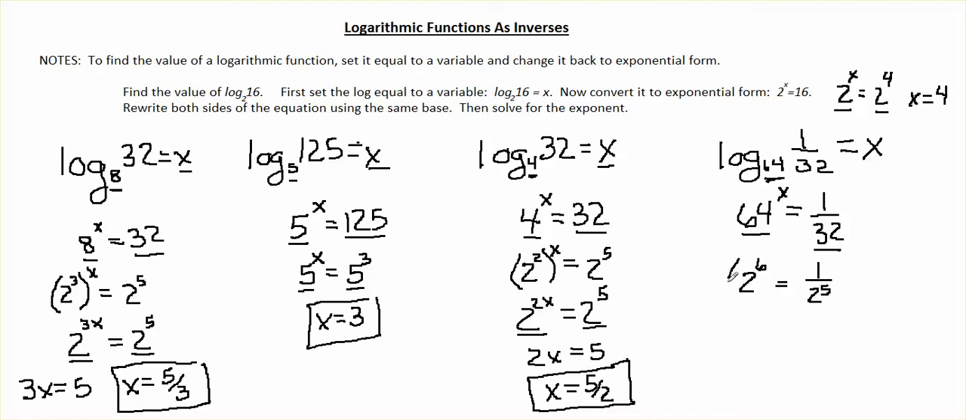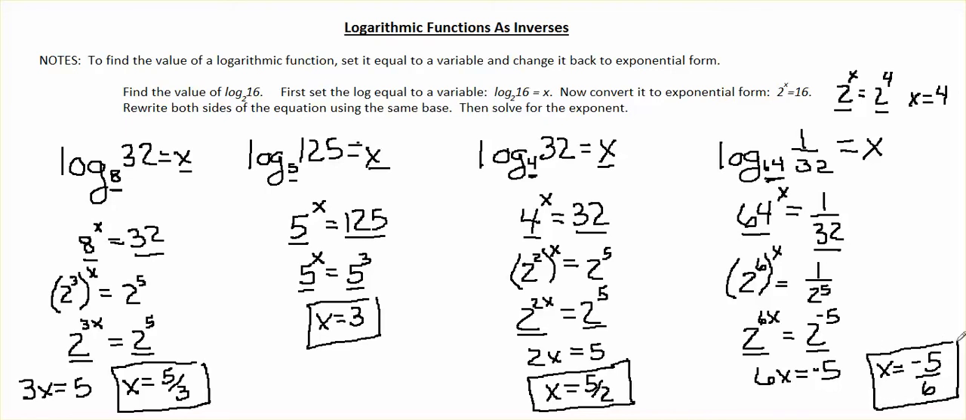But now I want you to notice that I have this in my denominator. So I'm going to go ahead and move it to the top of my fraction by changing the exponent to a negative. And then I notice that my bases are the same, so I'm going to set 6x equal to negative 5, and when I solve for x, I get x equals negative 5/6. And that's how you find the value of a logarithmic function.